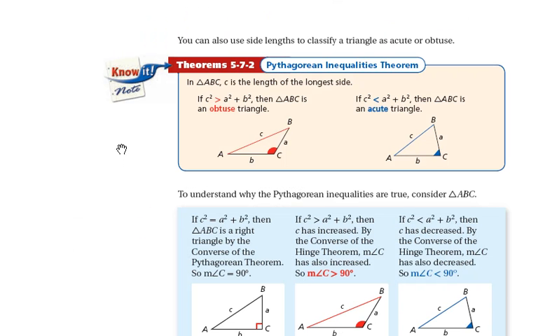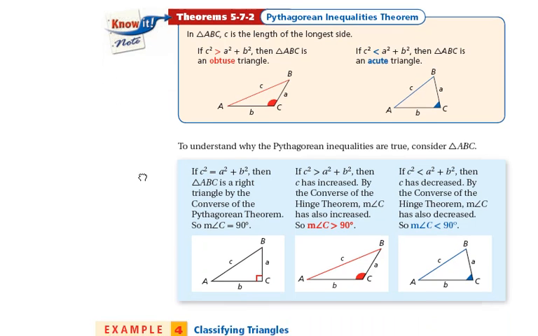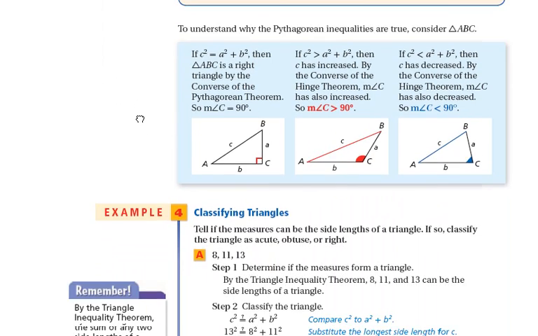And then we have the Pythagorean inequality theorems. Again, this is just using the formula but with some inequalities. If the hypotenuse squared is greater than the sum of the legs squared, you're going to have an obtuse triangle, so this is going to be greater than 90 degrees. If the hypotenuse squared is less than the sum of the legs squared, then we're going to have an acute triangle, so this is going to be less than 90 degrees. A couple other little things to look at here.